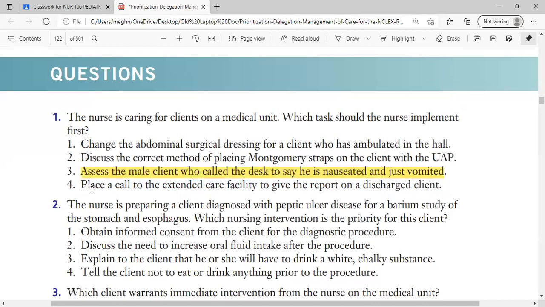And number four, place a call to the extended care facility to give the report on a discharge plan. The nurse could call the extended care facility after assessing the client who has vomited. If the nurse takes care of patient number three and then number four and calls, it is no problem. The number four patient will not die if the call is made five minutes later. Next question.